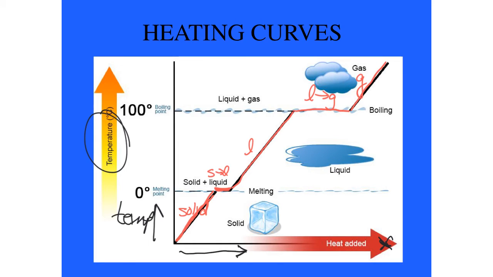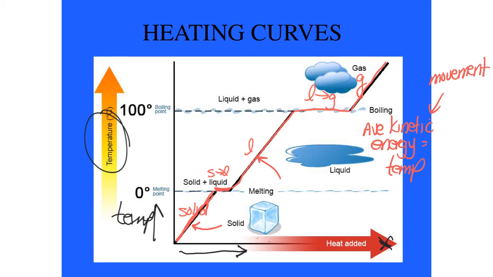Okay, a couple things we should know about this. Let's write it over here. We're going to talk about something called average kinetic energy. Average kinetic energy is just another way of saying temperature. Kinetic means movement. And so we are really measuring the movement of the particles as we increase our temperature. So kinetic energy changes on these slopes. The temperature is changing on those slopes.